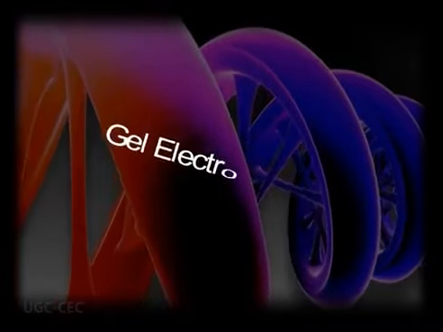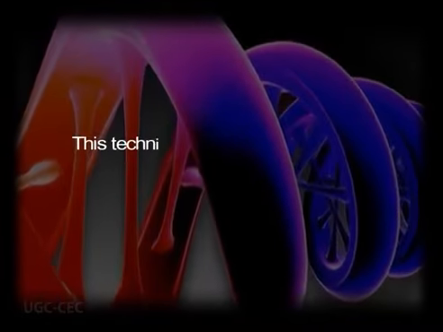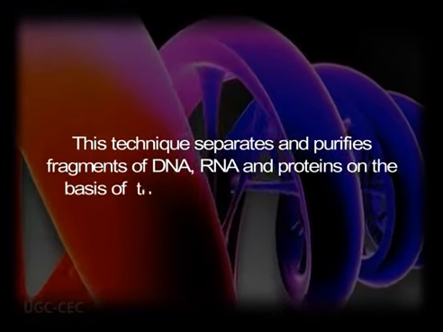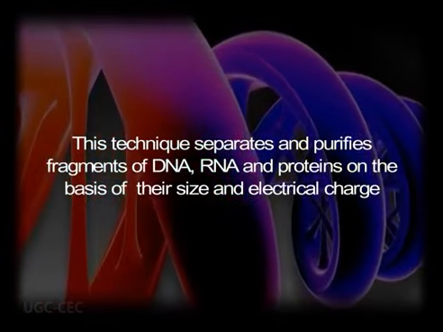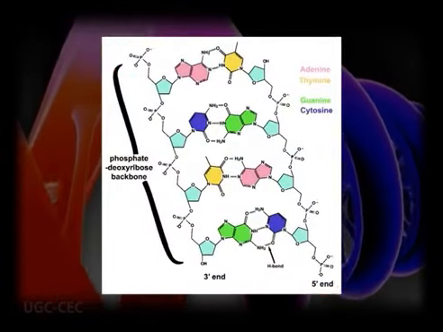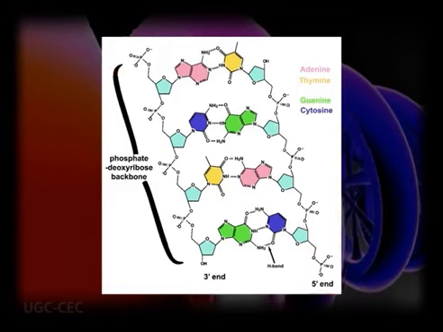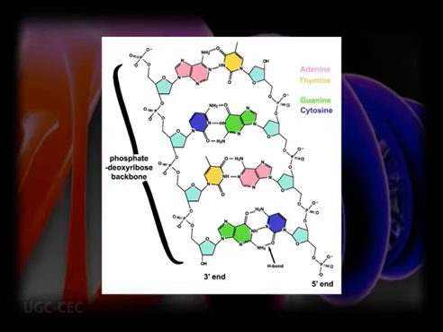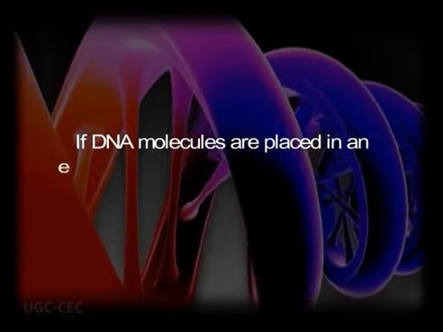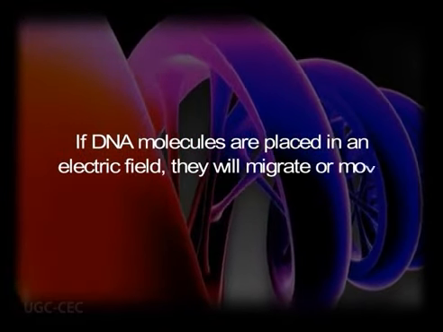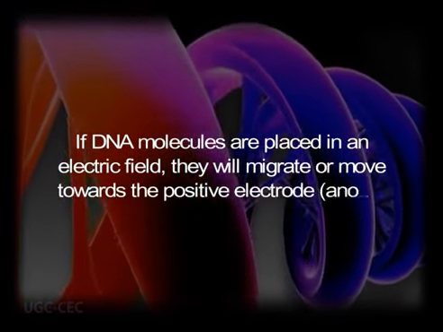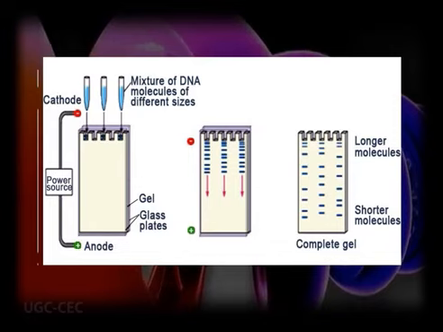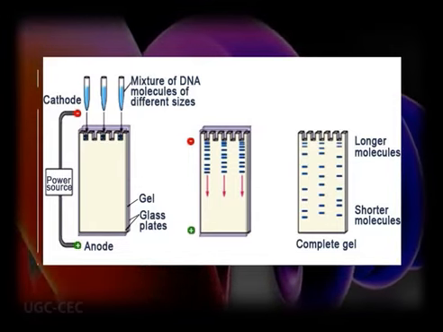Now let us discuss gel electrophoresis. This technique separates and purifies fragments of DNA, RNA and proteins on the basis of their size and electrical charge. The DNA has a net negative charge due to the oxygen atoms associated with the phosphate group joining nucleotides on both DNA strands. Therefore, if DNA molecules are placed in an electric field, they will migrate towards the positive electrode.